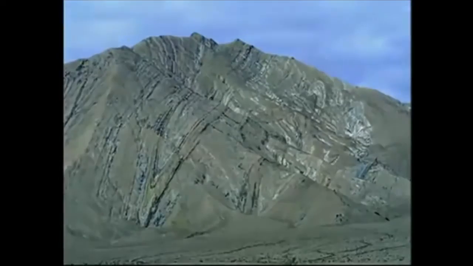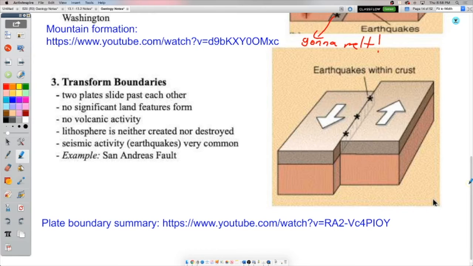Okay, and finally, the last type of boundary. We've seen them when they spread, we've seen them when they come together, when they collide. What's left to do? Well, to do neither. So that's to just move past each other, right? That's the last option, for them to just shimmy along each other. So two plates slide past each other, okay?